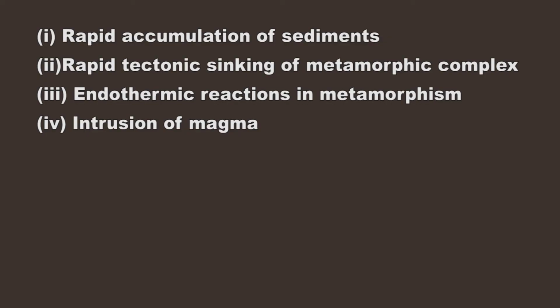This is particularly true for fine-grained rocks in a static environment, because shear stresses commonly act to reduce grain size. Temperature also causes liberation of volatiles from the hydrous phase and dissociation of the components of the fluid phase. An ordinary geothermal gradient is modified by several factors: first, rapid accumulation of sediments; second, rapid tectonic sinking of the metamorphic complex; third, endothermic reactions in metamorphism; and fourth, intrusion of magma.